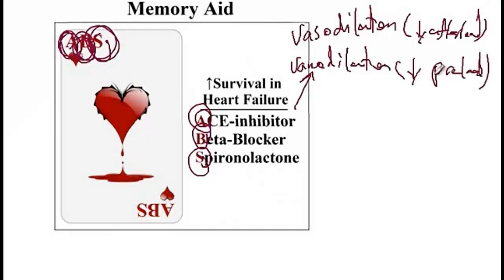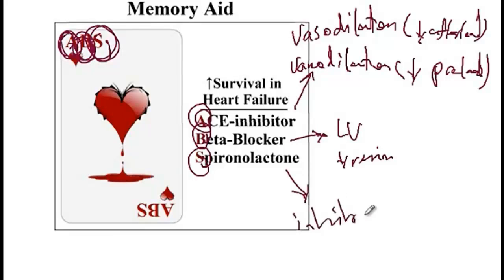So by both of these mechanisms, ACE inhibitors will decrease the work of the heart and increase survival in these patients. Beta blockers, they would inhibit the left ventricular remodeling, and they would also decrease the renin secretion in these patients, which causes vasoconstriction, and thus beta blockers also extend lifespan in these patients. And finally, spironolactone inhibits the adverse effects of the aldosterone on the heart.